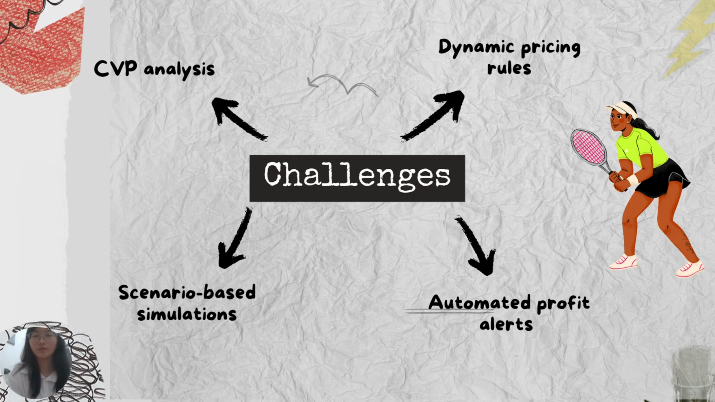For the challenge, we have four parts: CVP analysis, dynamic pricing rules, scenario-based simulation, and automated profit alert.